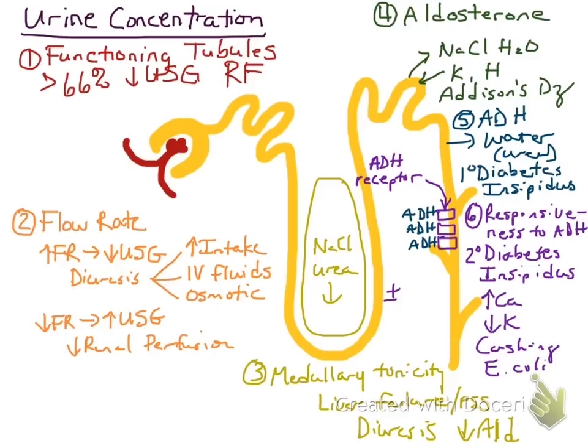So that pretty much sums up the main factors which affect urine concentration: functioning tubules, flow rate, aldosterone, ADH, responsiveness to ADH, and also medullary tonicity.